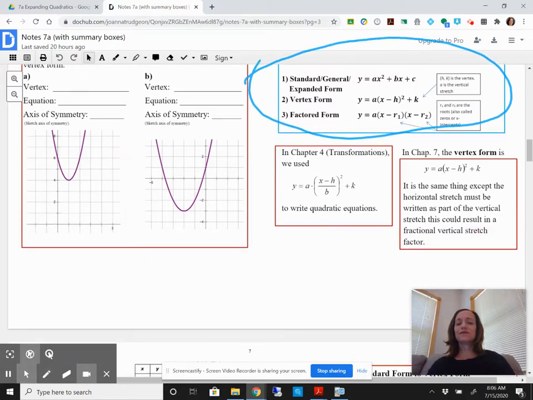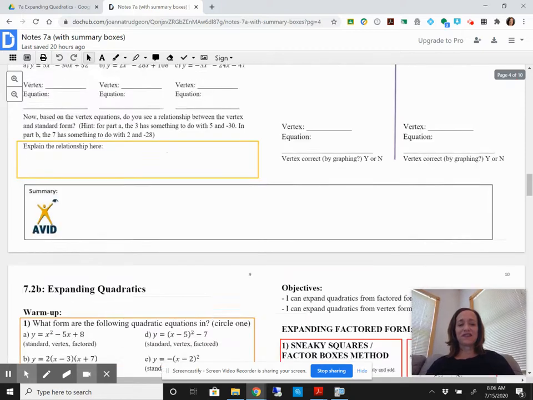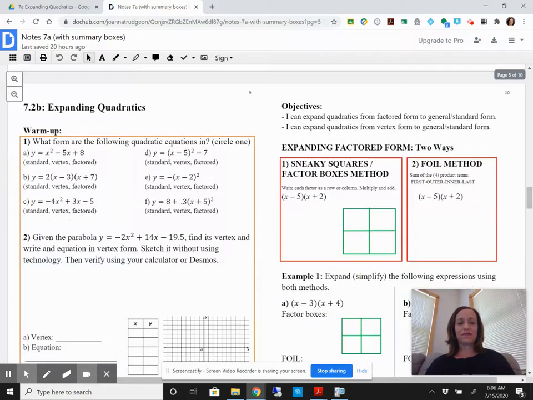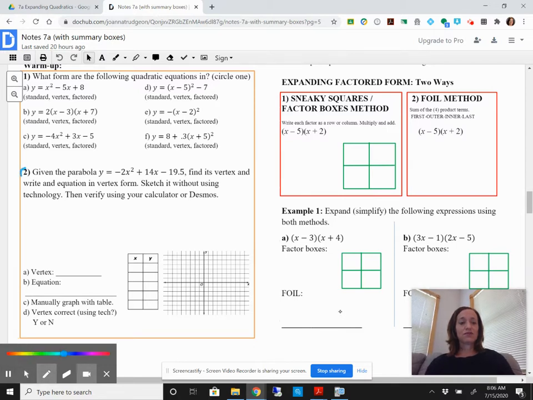There's a couple on this warm-up where they're written in a way that makes you have to think a little bit as to what form that really is. But you can go ahead and do those. Number two, you should be able to do as well. Given the parabola, find its vertex. We learned how to do that yesterday. Because this equation is given in standard form, you should be able to find the vertex and then write it in vertex form. It also says sketch it without using technology.